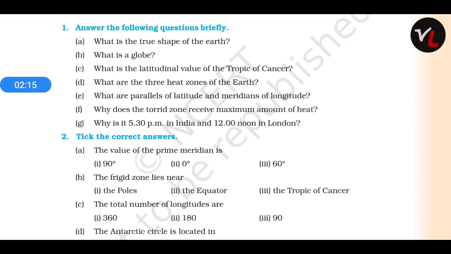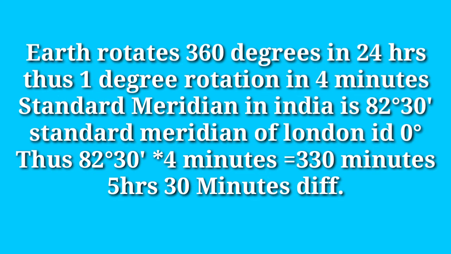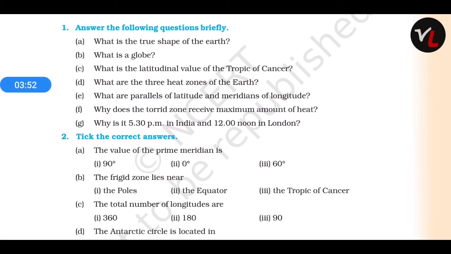Why is it 5:30 p.m. in India when it is 12 noon in London? The 12 noon is represented as 0 degree, that is the prime meridian, and in India the reference time is 82.5 degree east. The calculation for the same is given. A 5 hour 30 minute difference is there between the timings of London and India. That is why it appears 5:30 p.m. in India when there is 12 noon in London.